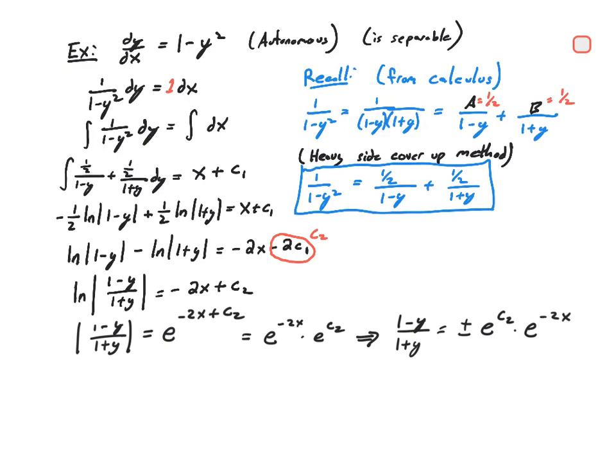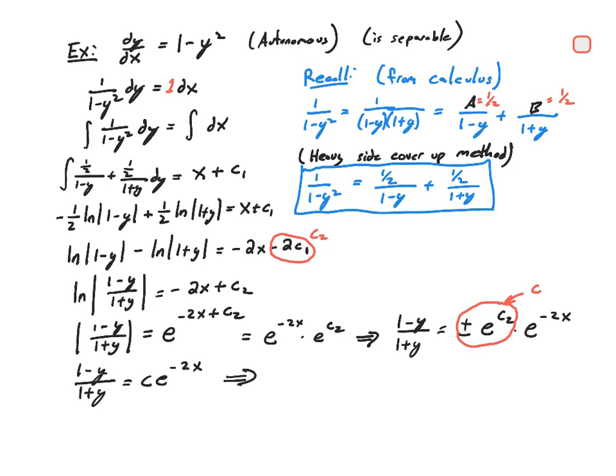And this in front is just a constant. So let me just call this c. Remember, e to a number is a number. And the plus or minus corresponds to the values of what was happening on the inside of the absolute values. So it's either going to be positive or it's going to be negative. And again, a positive or a negative number is just still a number. All right, so now I'm going to have 1 minus y divided by 1 plus y is equal to c e to the negative 2x.